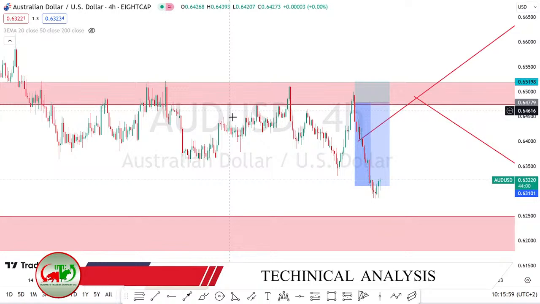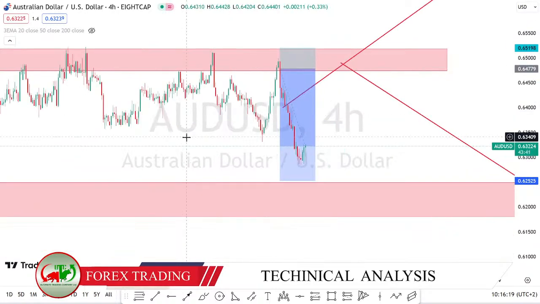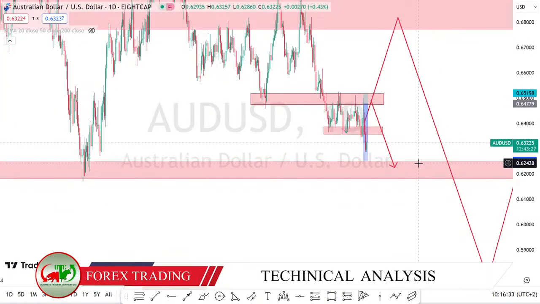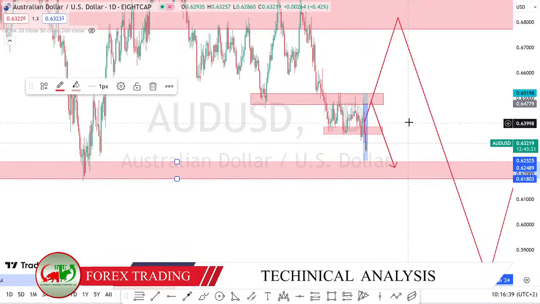And for the people who are not in the GBP or the USD, we do have this broken support over here. Oh, sorry, I made a mistake. This is a support, not a resistance. I have to change that. Demand.